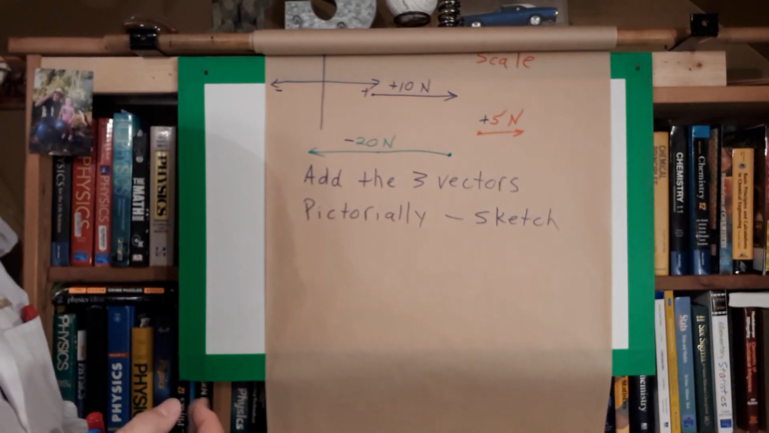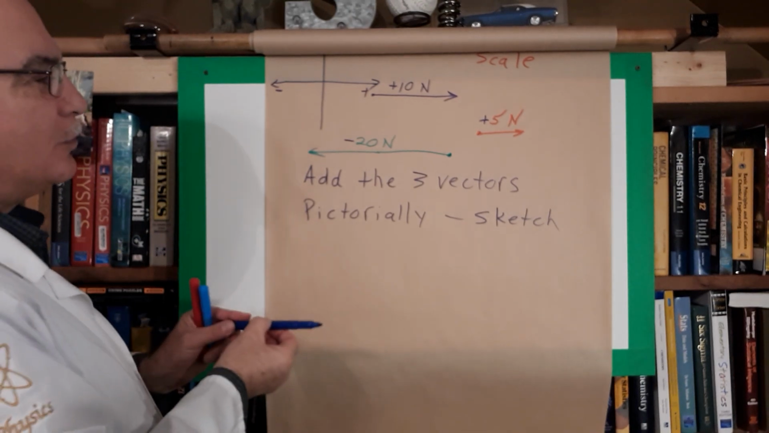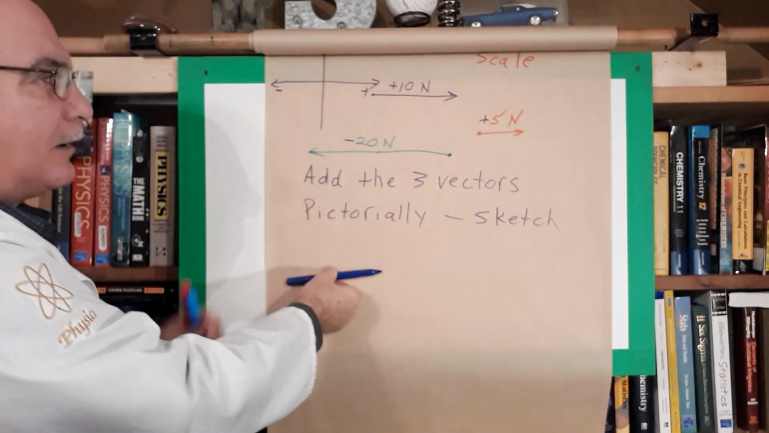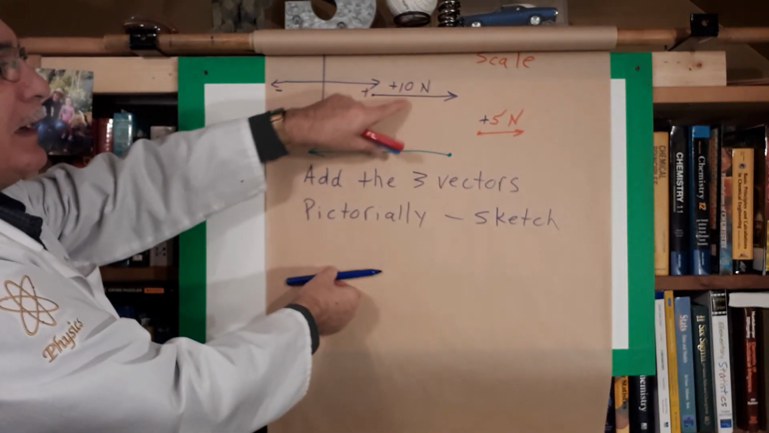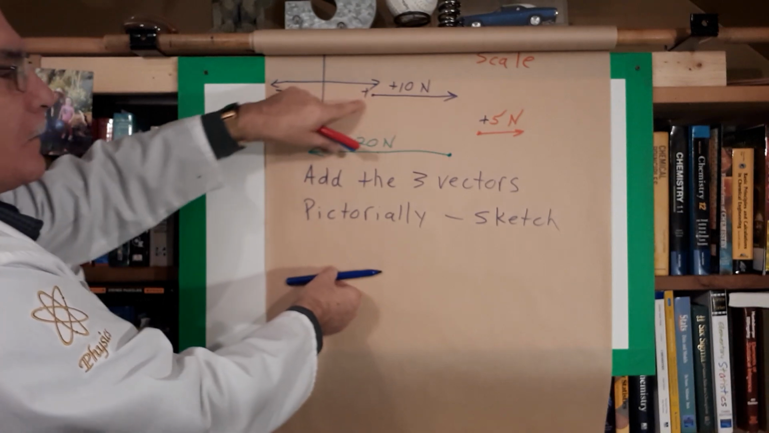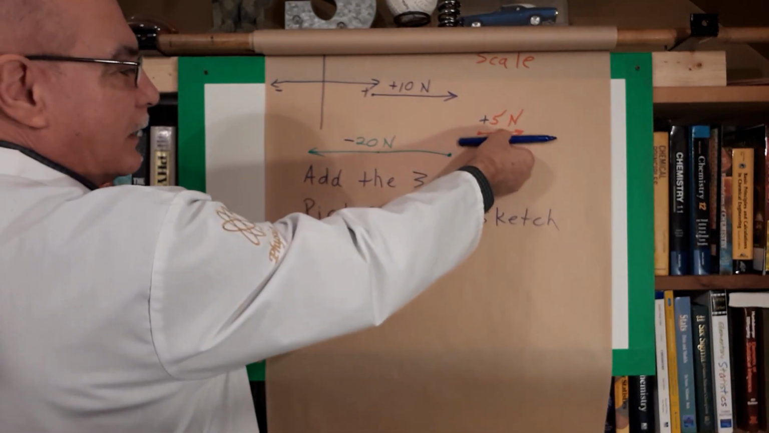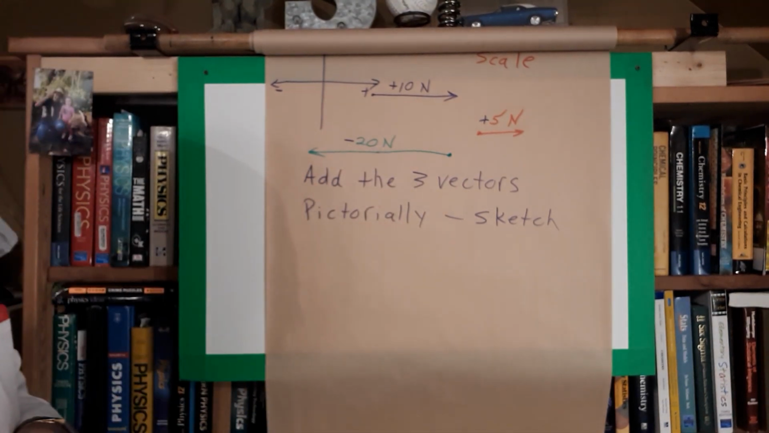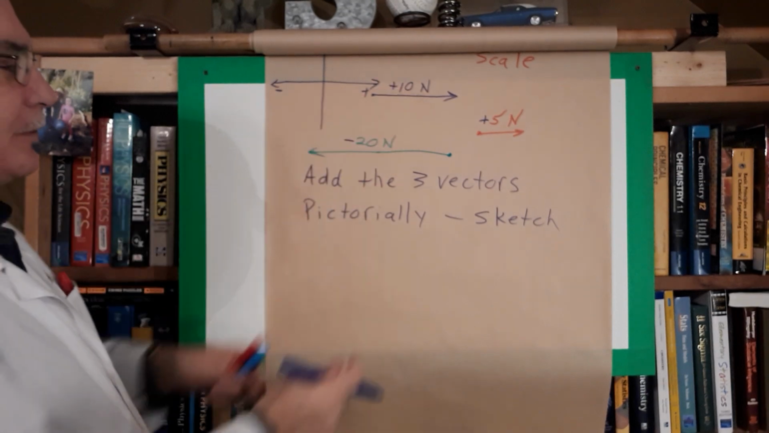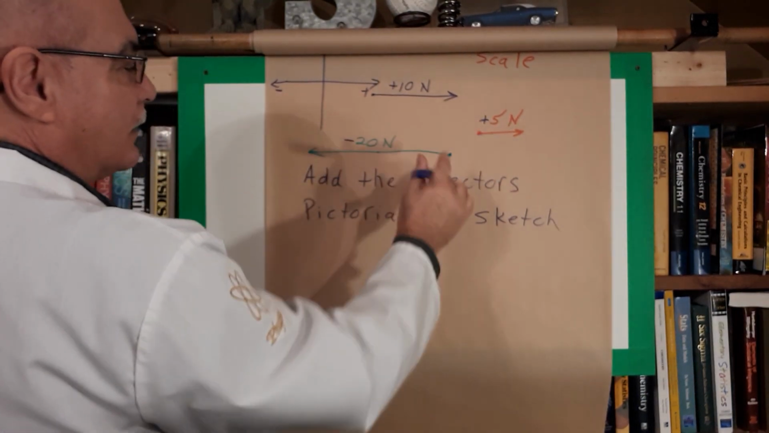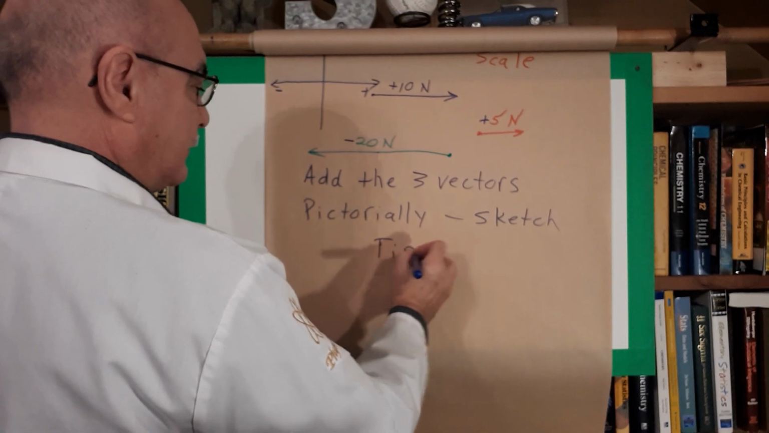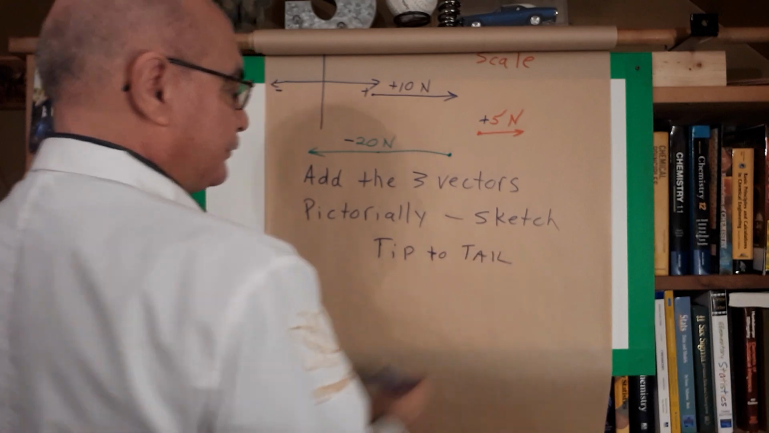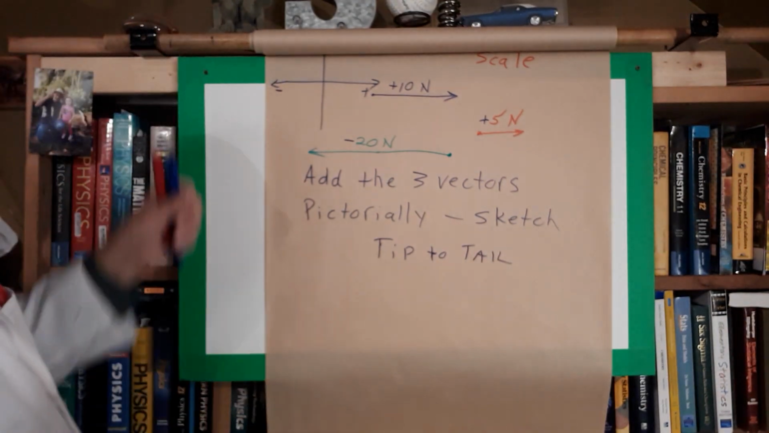And we can do that because a property of vectors is they can be picked up and moved. I can take this vector and move it anywhere on this page as long as I maintain the magnitude and the direction. And same with this one, I can pick that up and move it anywhere on this page, and same with this one. That is a property of vectors. So to add up these three vectors pictorially, we're going to put them tip to tail. I'm going to redraw them tip to tail and add them up.